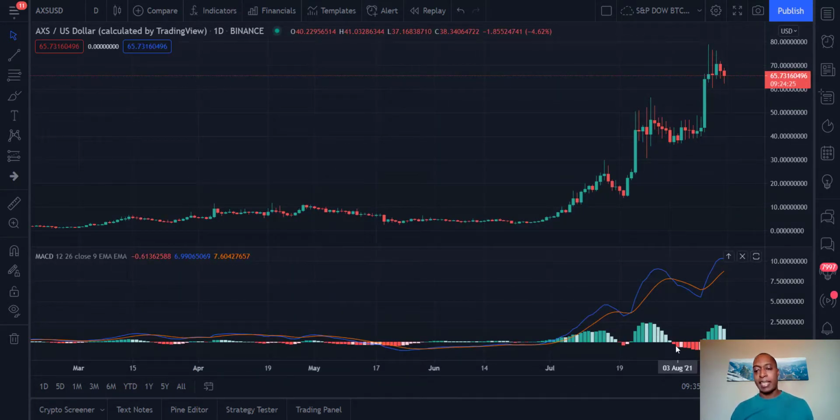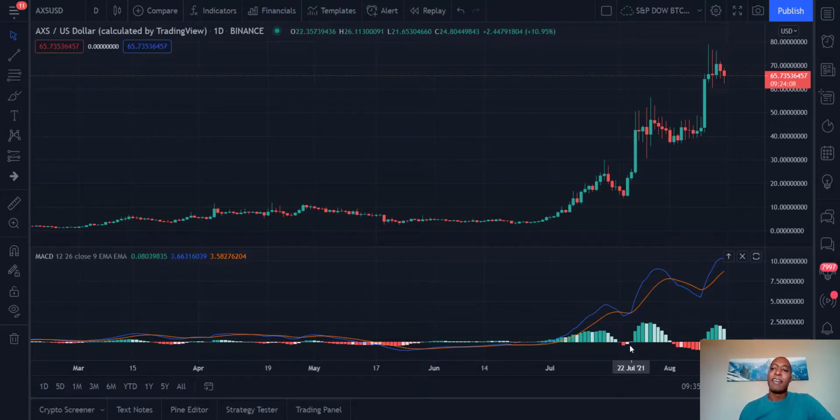And when I look at the MACD, I really am looking for crosses, both between the MACD, which is the blue line, and the red signal line. And I want to see a cross across what's known as the zero line down here next to the histogram.